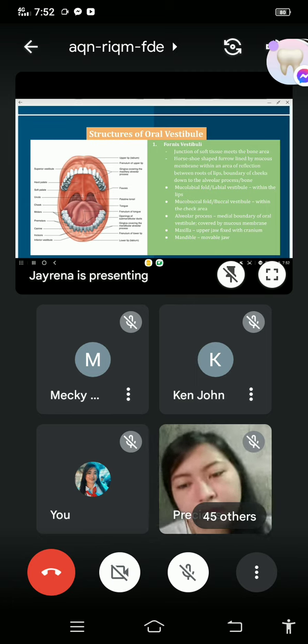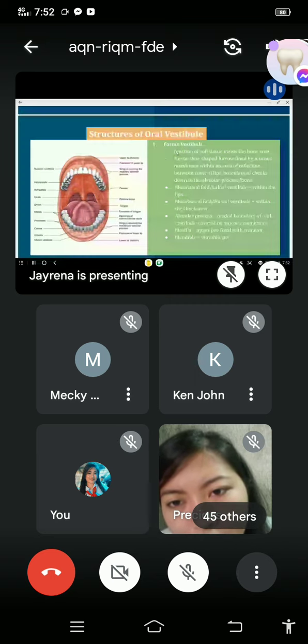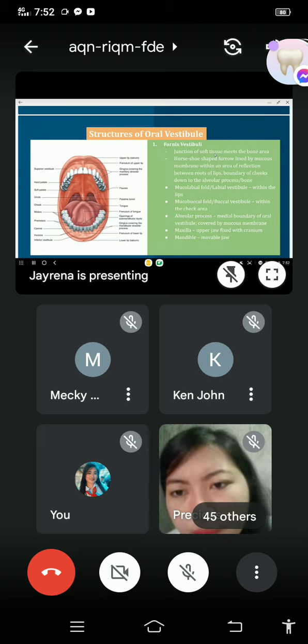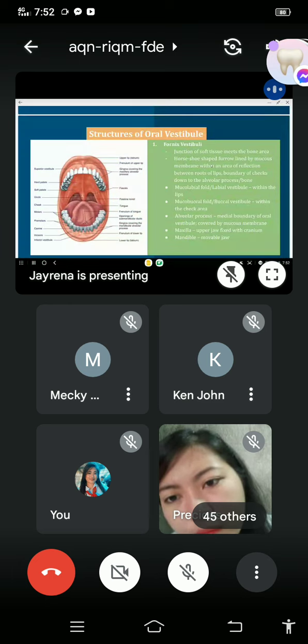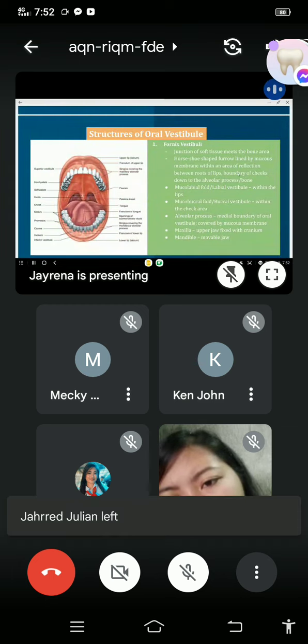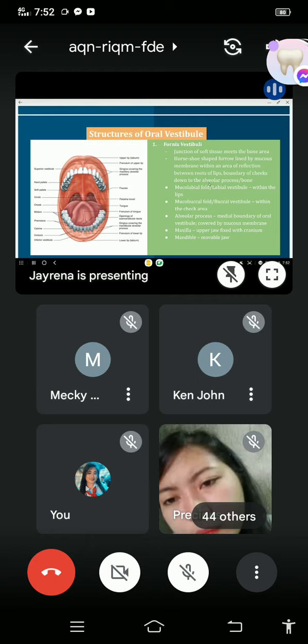Now, what is fornix vestibule? Fornix vestibule is the junction where the soft tissue meets the bone area, a horseshoe-shaped furrow lined by a mucous membrane within an area of reflection between the roots of the lips, okay, the boundaries of the cheeks, down to the alveolar process or the bone.